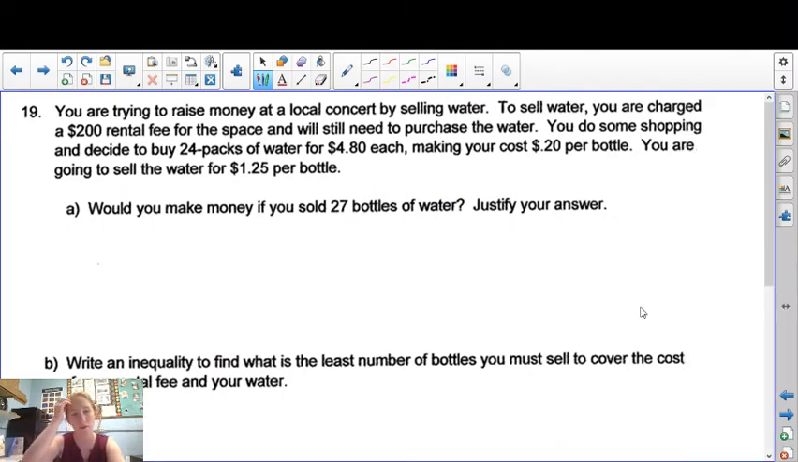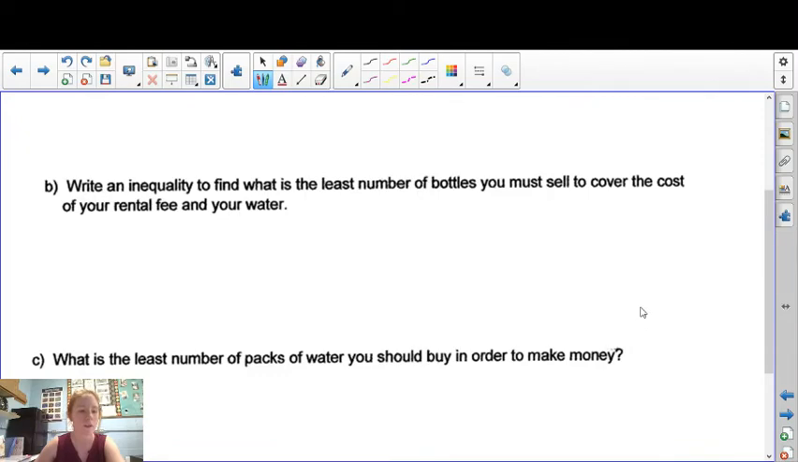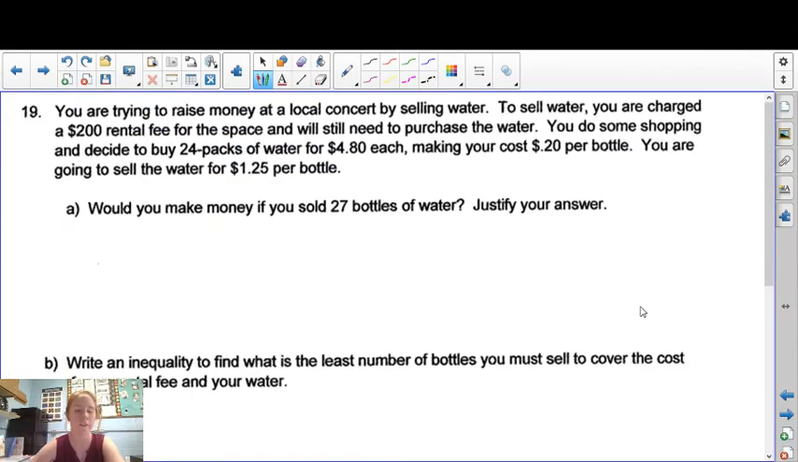Last one. Thought we were getting close. You're trying to raise money for a local concert by selling water. You are charged a $200 rental fee for the space and will still need to purchase the water. You do some shopping and decide to buy 24 packs of water for $4.80 each, making your cost roughly 20 cents per bottle. You're going to sell the water for $1.25. Part A asks, would you make money if you sold 27 bottles of water? Justify your answer.